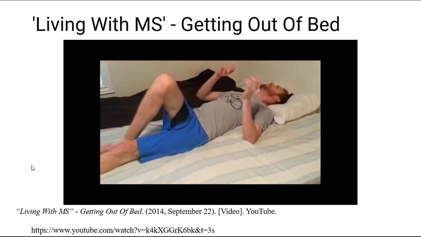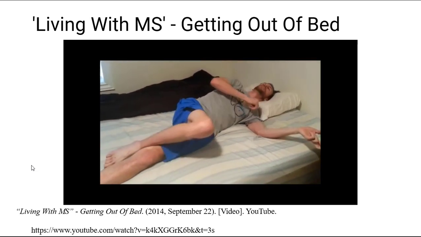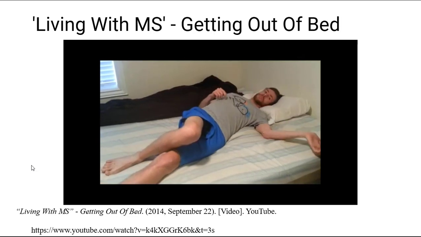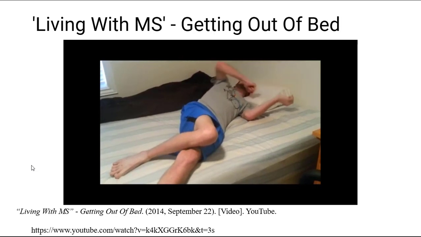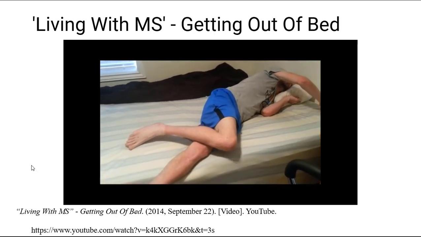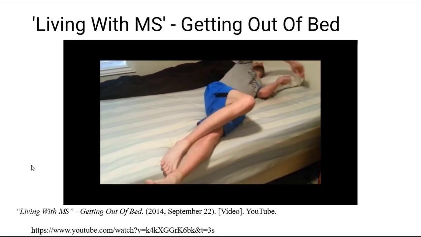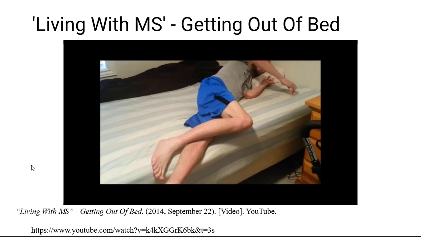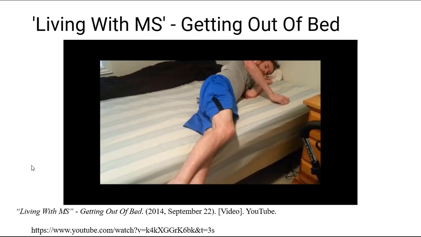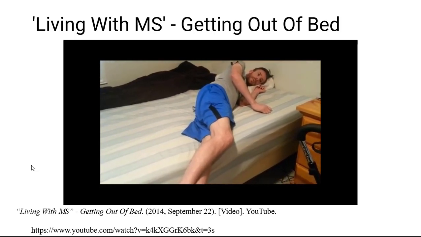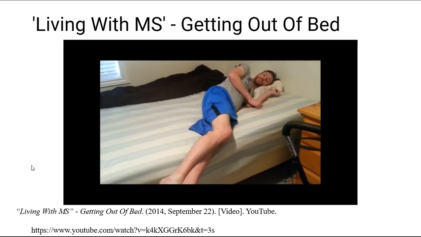So what I'll do is I'll try and work my legs off so they hang off the end of the bed. Once I get to the end of the bed, then I can sit up. So usually if I'm having a good day, I can do it one way, and on a bad day another way, and I'll show you both of those ways.